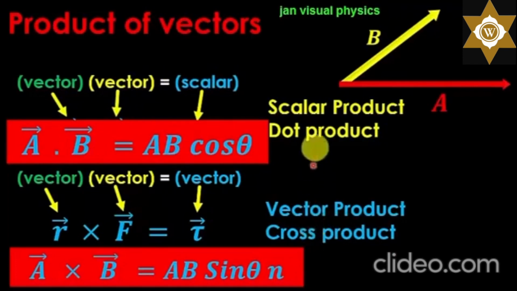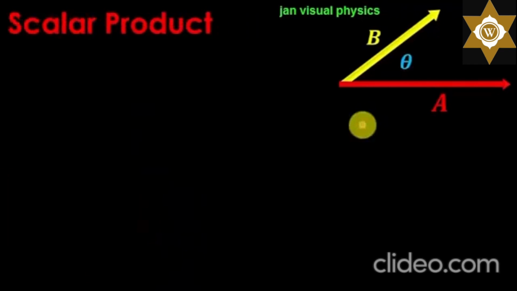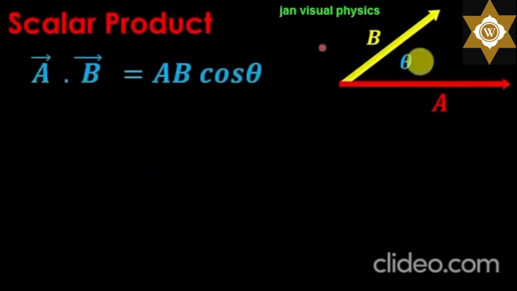So now we are going to discuss the scalar product of two vectors. Suppose we have two vectors A and B making an angle theta with each other. The dot product of these two vectors can be written as the magnitude of first vector multiplied by magnitude of second vector multiplied by cos of the angle between the two vectors, that is A dot B is equal to magnitude of A into magnitude of B into cos of theta.